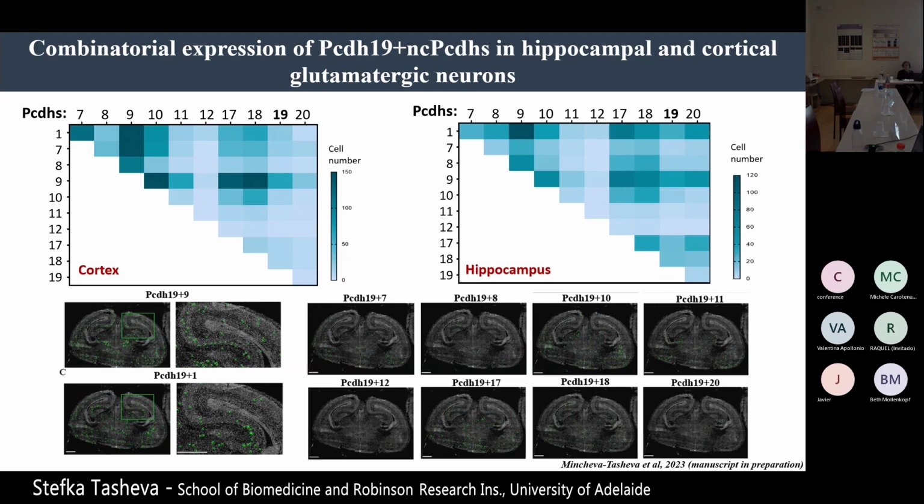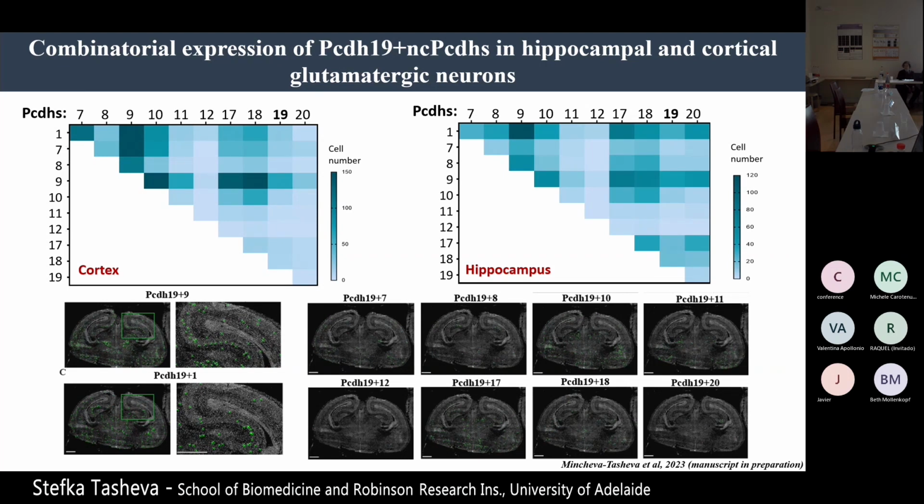Because the technique that we used allows us to identify up to 5 members being expressed in the same cell. However, in the cortex and hippocampus, we found that the majority of the cells expressed only 2 non-clustered protocadherins. And when it comes to 3 members of the family, we found just individual cells expressing that number of non-clustered protocadherins, and almost no cells were found to express 4 or more. And that's the main reason why we restricted this analysis to just 2 non-clustered protocadherins.